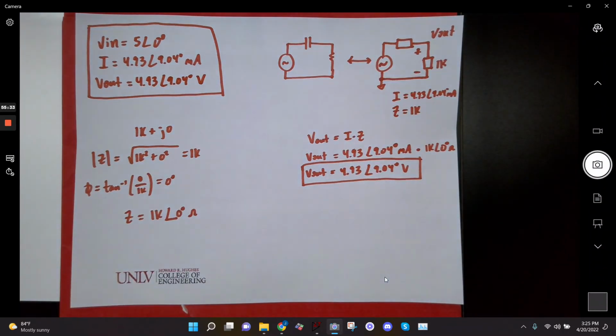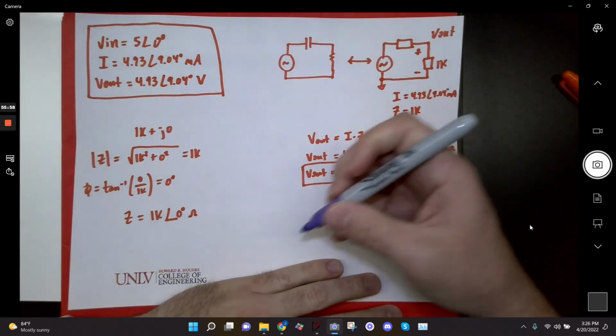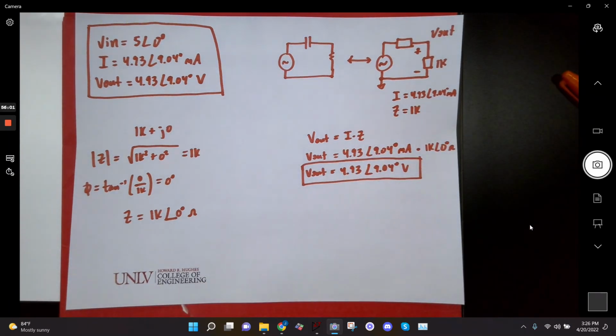Can't you do voltage dividers on this stuff? You can. Would you like me to solve this exact same problem using a voltage divider? Yeah. All right. Because I was wondering. It will work exactly the same. All right. So should I go to a different piece of paper? Let me try a different piece of paper. All right.